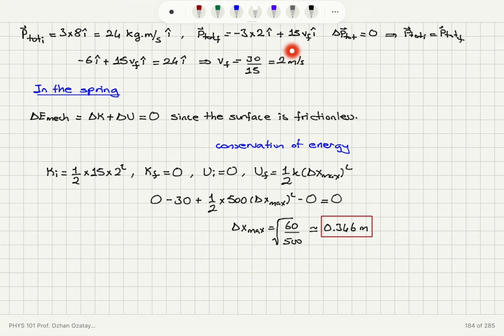With the 2 meters per second initial speed, if we write the conservation of energy, because the surface is frictionless, there is no external force doing work on the system, delta K plus delta U equals 0, which gives us for delta x max 0.346 meters. That's the maximum compression of the spring when the initial kinetic energy of the block is fully converted into potential energy of the spring.